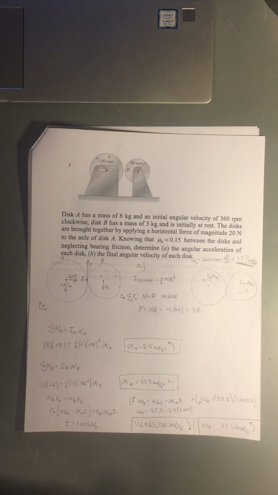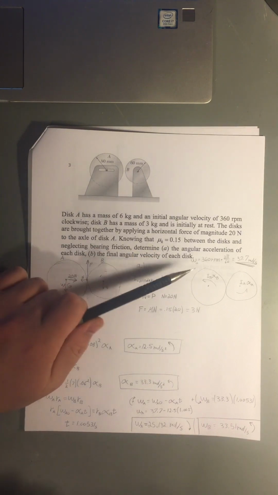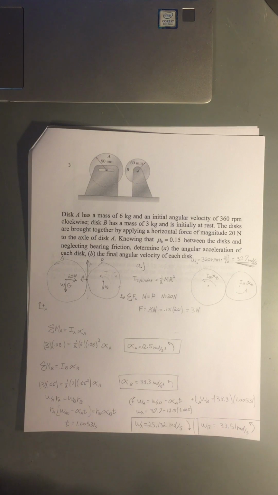Part B wants us to find the final angular velocity of each disk, and we're given the initial angular velocity of disk A. Looking at that, we have this initial velocity here, and we need to find out what the velocity is at a certain time. And we know that sliding stops when this holds true. This is when there'll be no friction, and so that's the point we're looking for.